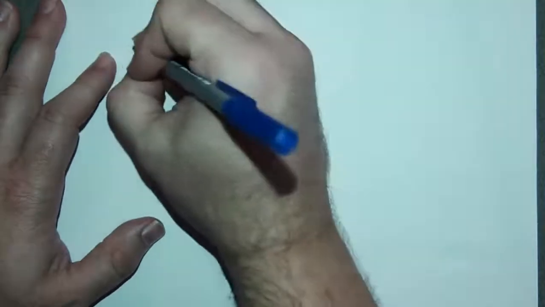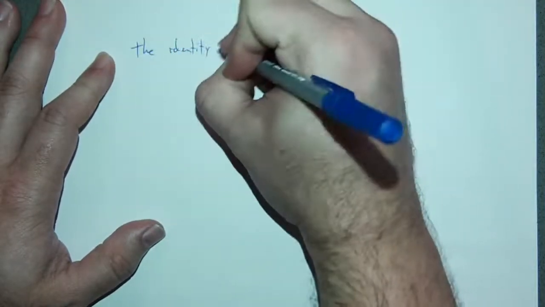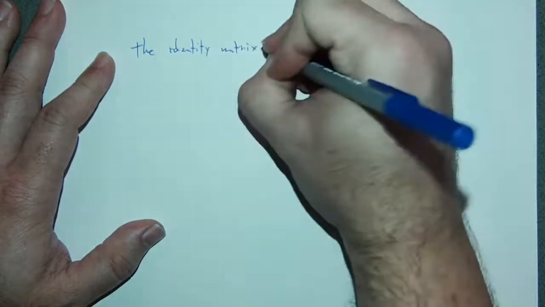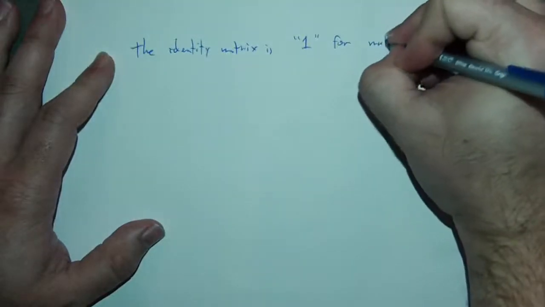Now, this is really nice because it's saying why the identity matrix gets its name. So the identity matrix is the matrix that acts like 1, right? And I don't know why my camera's freaking out. Okay. So the identity matrix is 1 for matrix multiplication.